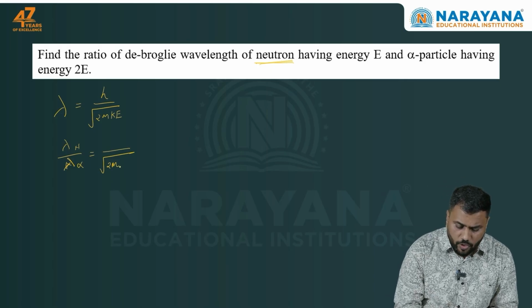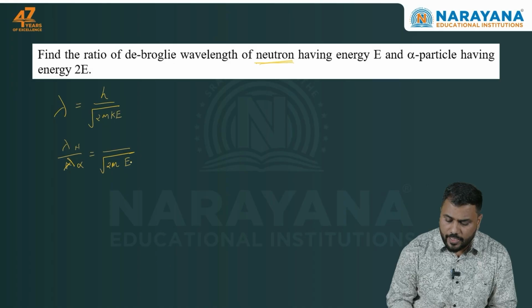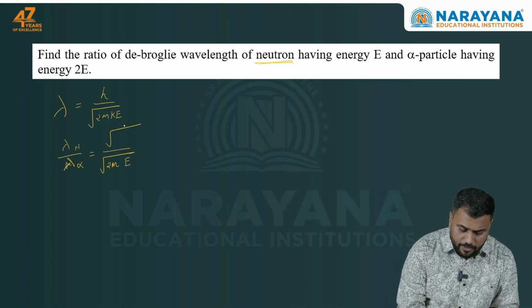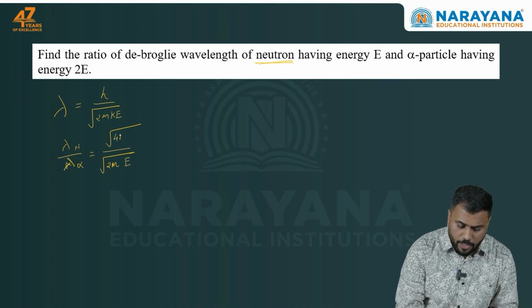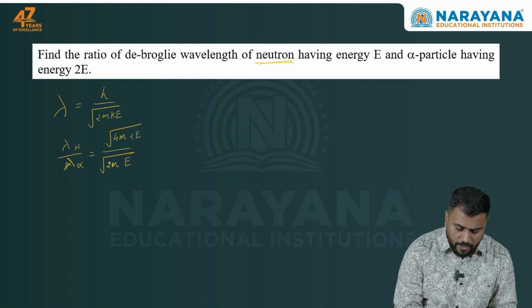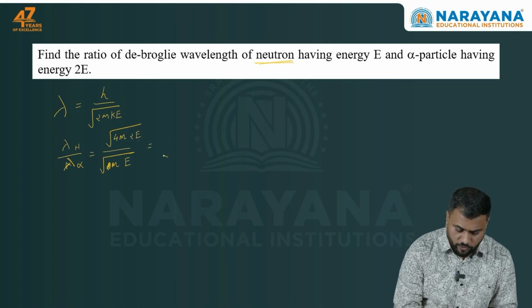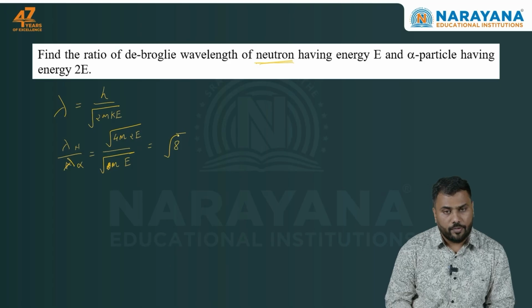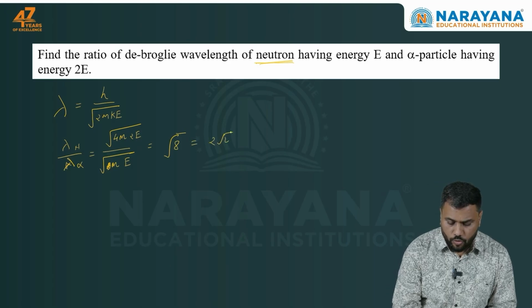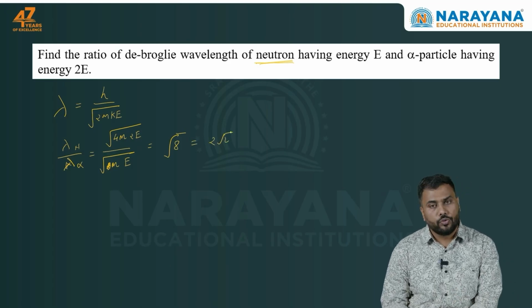So mass of neutron I am going to assume as m, and the kinetic energy is E. Alpha particle's mass is going to be 4 times mass of neutron, and kinetic energy in the question is given as 2E. In the formula there is a 2 in both the expressions, so that 2 is getting cancelled here. So this expression is root of 8. Root of 8 is going to be 2 root 2. So the correct answer of this question will be 2 root 2.